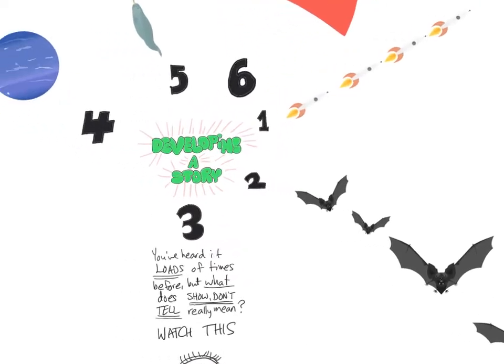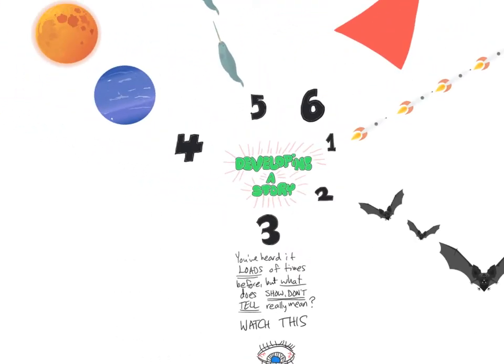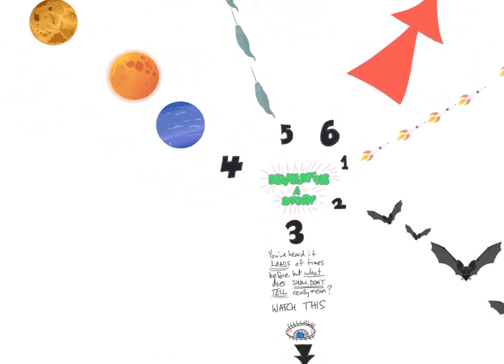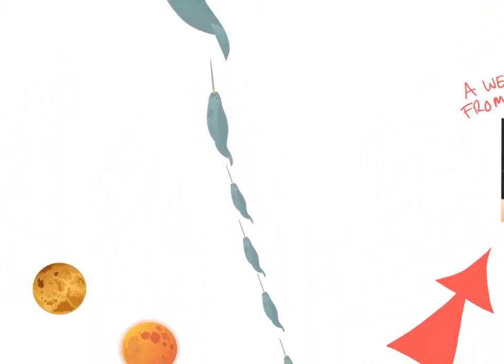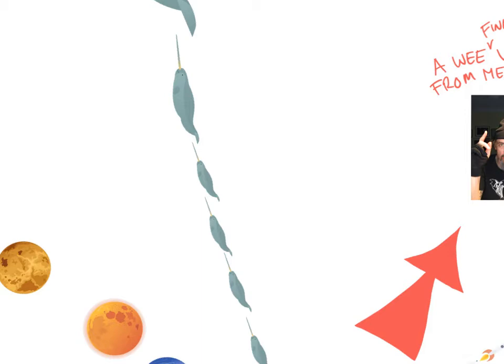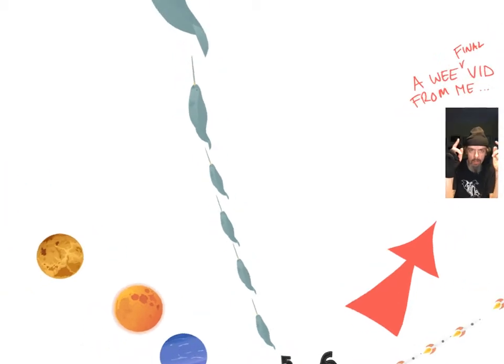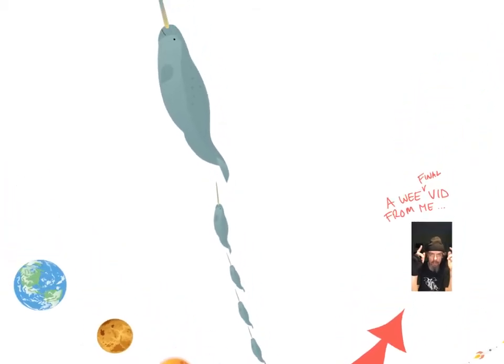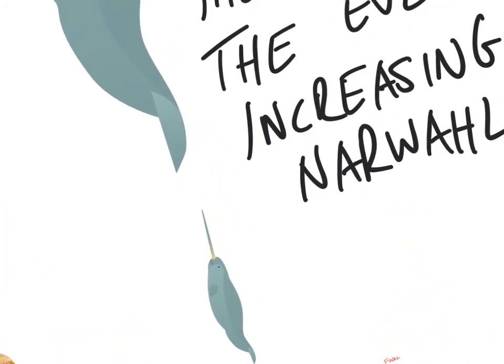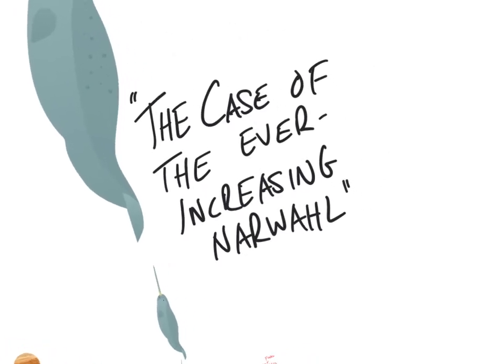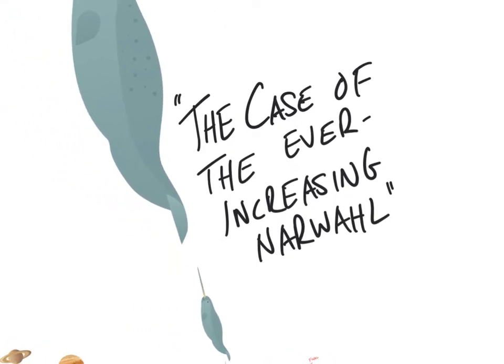Right, so we left off last time, number 4, on the arc of the story. So we're going to follow the narwhal here. If you don't know what a narwhal is, it's a single-tusked marine mammal, which is native to, I believe, the Arctic. I don't know if it lives in the Antarctic. There's a narwhal in the movie Elf with Will Ferrell, and as you can see here, the narwhal keeps getting bigger. So it's the case of the ever-increasing narwhal.